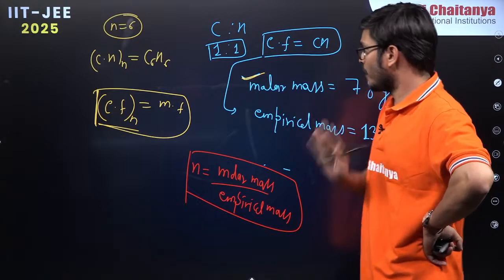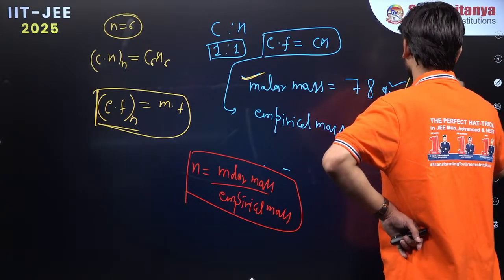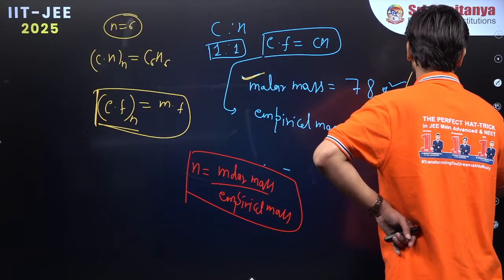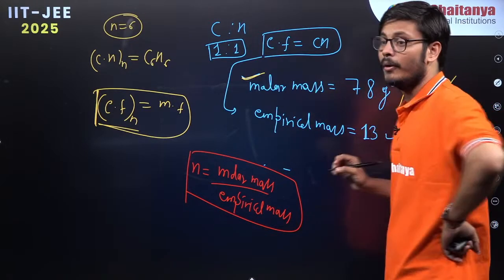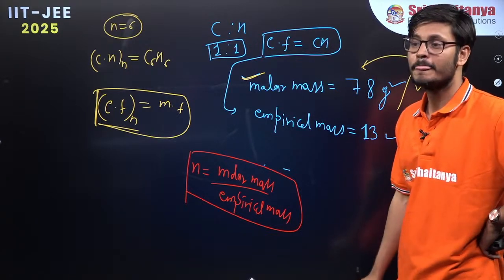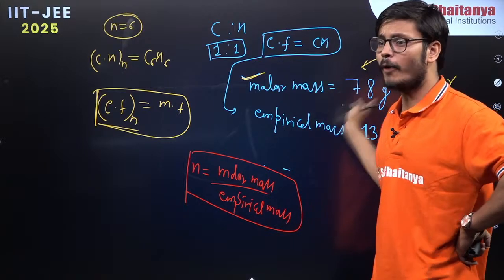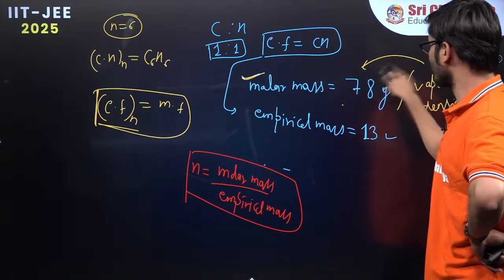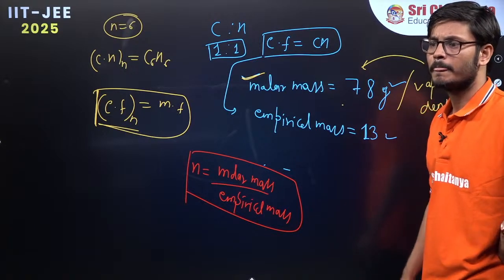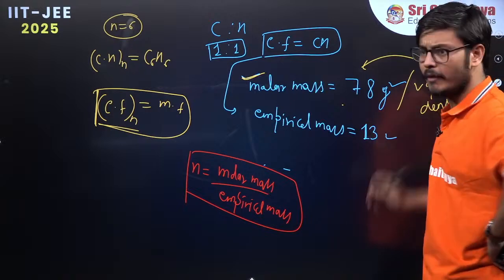Sometimes molar mass will not be given. What will be given? Vapor density. Now, can we find the molar mass from vapor density? Yes or no? Give me the formula quickly. How to find the molar mass by vapor density? Vapor density is given, molar mass is not given.